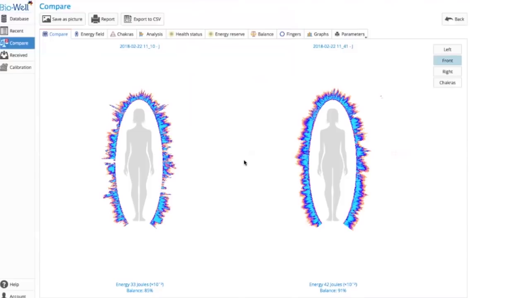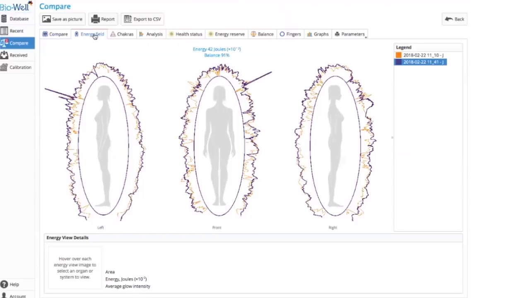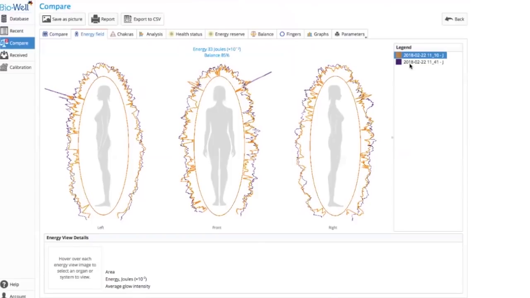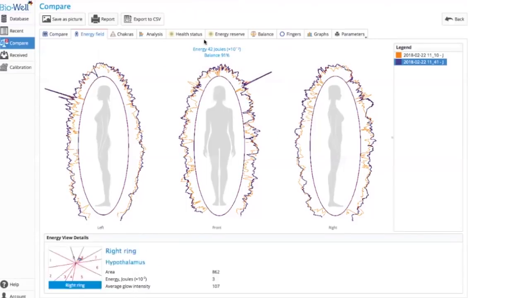We did a treatment, I think it wasn't longer than 10 minutes. And look at her energy field. She had 33 joules of energy, and it went up to 42. Her balance went from 85 to 91. And you can visually see that her energy level went up after the treatment. Comparing the two energy fields, it was weaker and now it's a lot stronger.